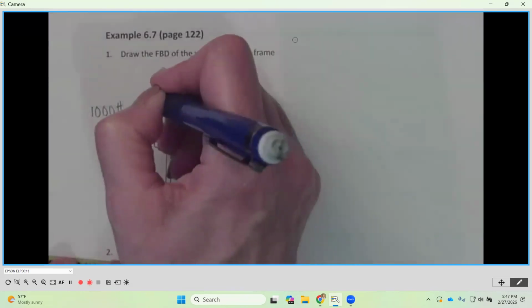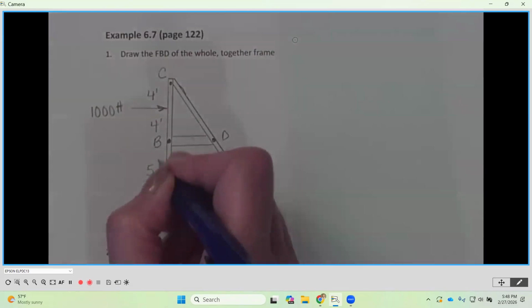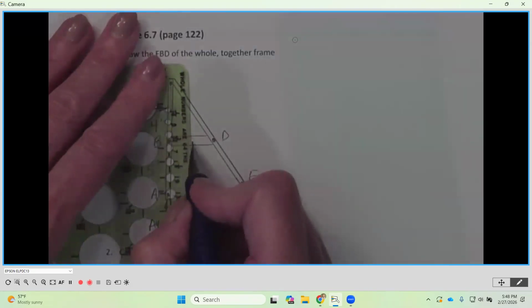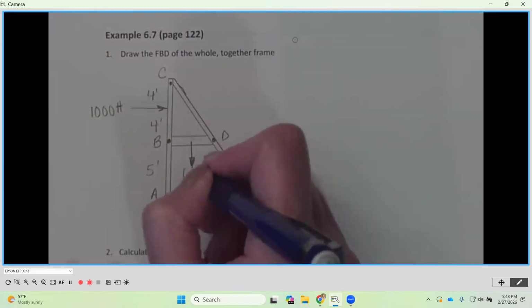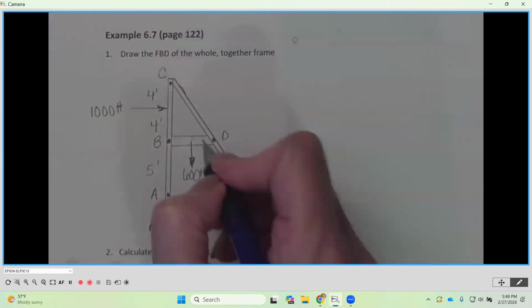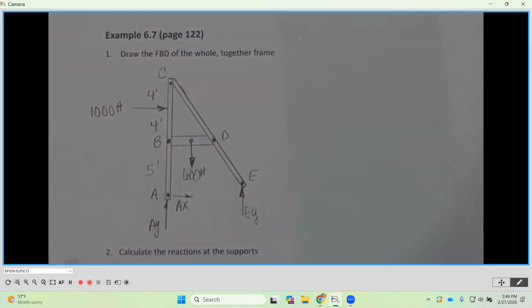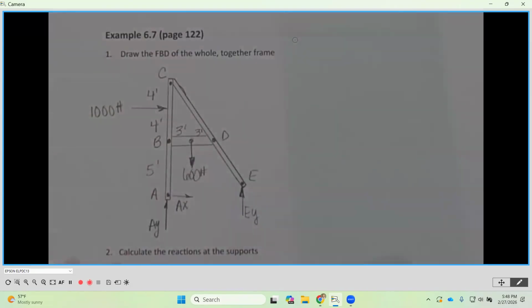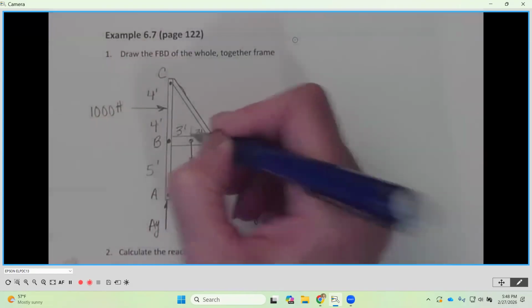Okay. And then 4 feet here, 4 feet here, and then 5 feet there. And then over here, coming down at mid-span, I have 600 pounds, 600 pounds. And then you're going to notice that I have 3 feet in between here and 3 feet there. I should have made my diagram bigger. I always say that I'm going to do that, but I got caught here. So 3 feet in between each one of these spots here.